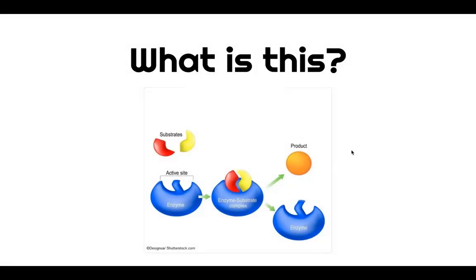What is this? Here I see an enzyme, I see substrates, and I see a product. I see two substrates going in and one product coming out. We are taking small things and making a larger thing, monomers to a polymer. This is a building reaction that's called dehydration synthesis or an anabolic reaction.